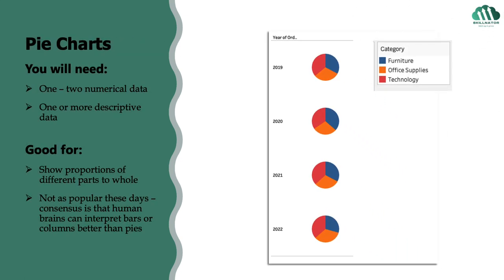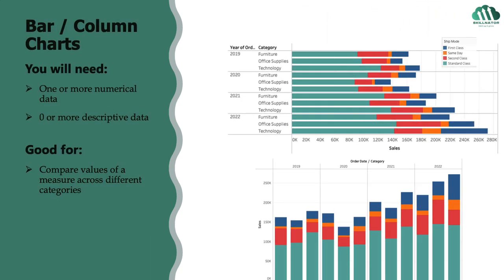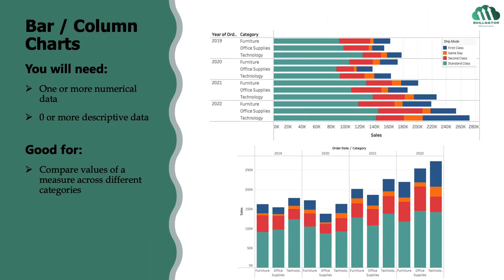These charts show proportions of different parts to a whole. For example, here, the pie charts show the proportion of each category's sales for different years. Pie charts are not as popular these days. There is a growing recognition that human minds are better at interpreting bars or columns as compared to a pie. This takes us to the next chart, that is the bar chart or the column chart.